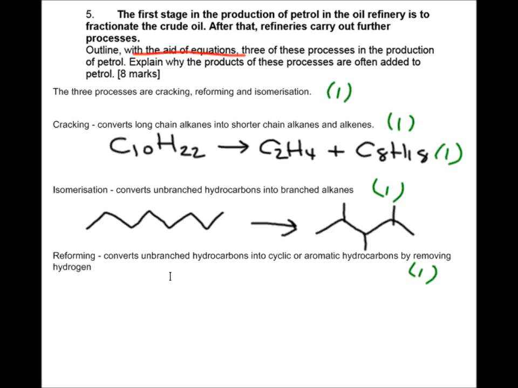Reforming then, converting an unbranched hydrocarbon into a cyclic compound. For example, pentane could be converted into cyclopentane.